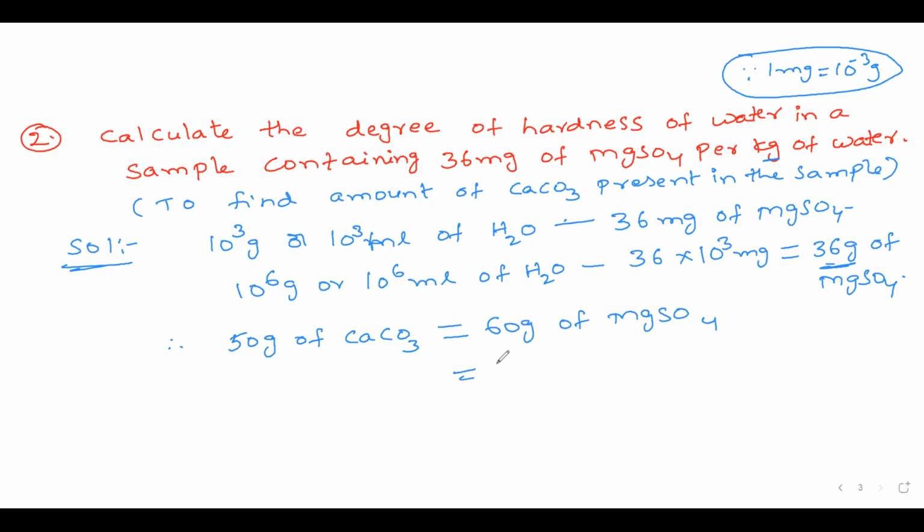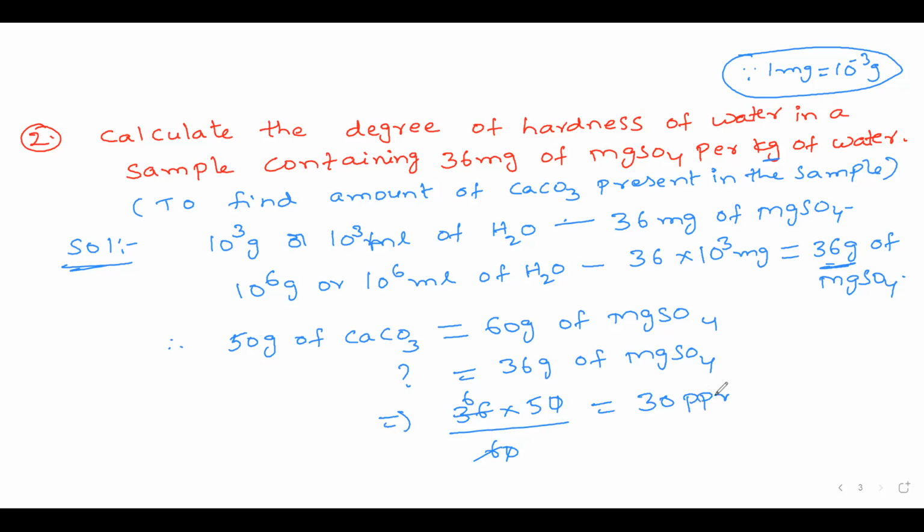So by this you can say 36 grams of magnesium sulfate contains how much? It implies 36 into 50 divided by 60. So 0 gets cancelled, 6 sixes are 36, 6 fives are 30. So the answer is 30 ppm. It is safe for domestic purposes. So this is the answer.